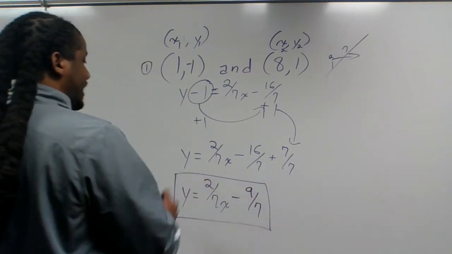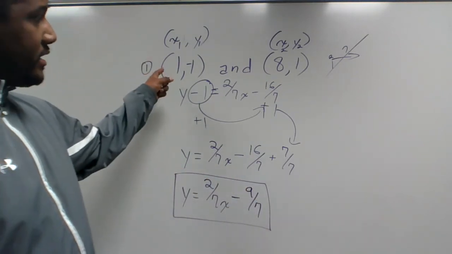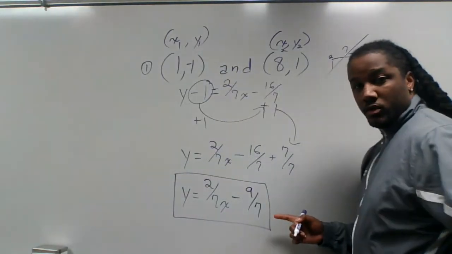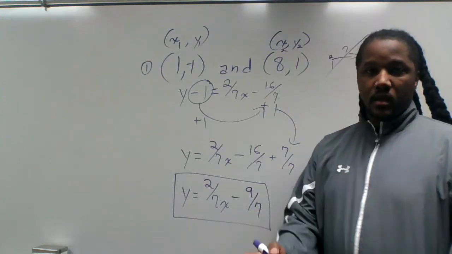So the equation of a straight line that passes through points (1, -1) and (8, 1) is y equals 2 over 7x minus 9 over 7.